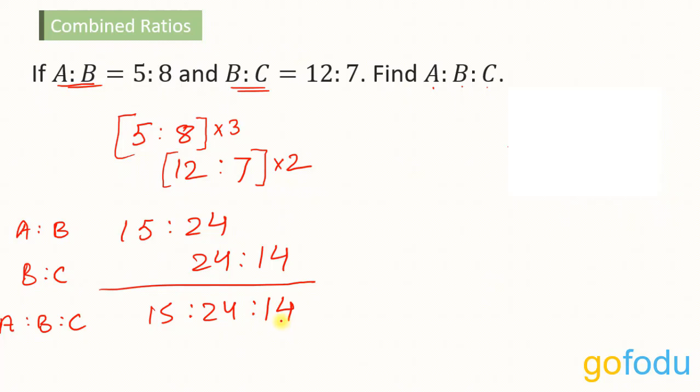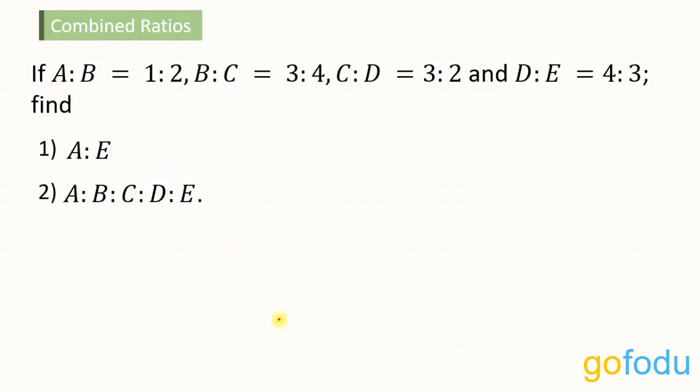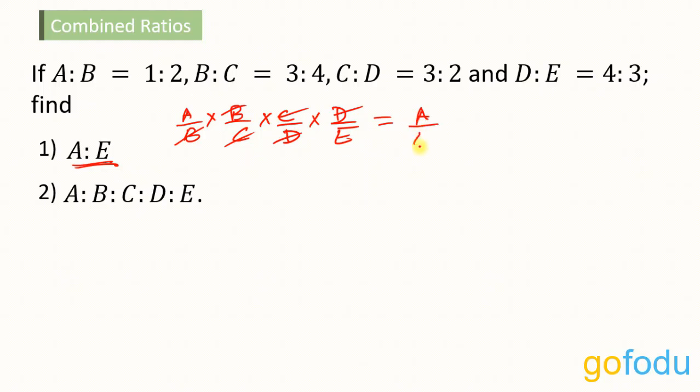Now try this one. A is to B is given, B is to C is given, C is to D is given, and D is to E is given. We have to find A is to E. If I multiply these ratios, A upon B into B upon C into C upon D into D upon E, then B and B will get cancelled, C and C, D and D will get cancelled, and I'll have A upon E, which is asked in the question.